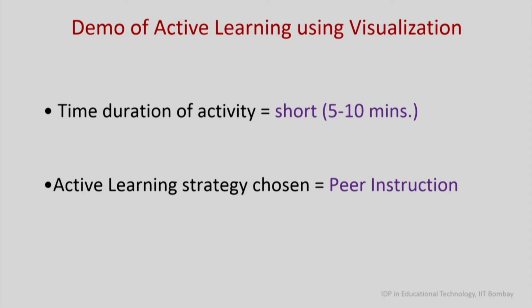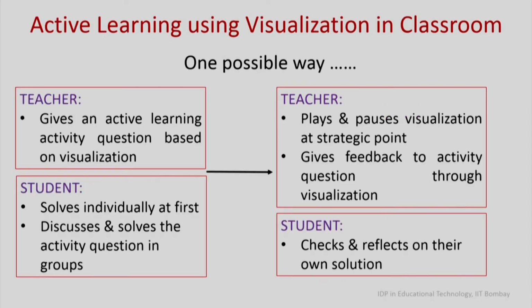So my active learning strategy is peer instruction. How do I choose this strategy? It depends upon my objective and the activity time duration. Now recollect that this is one possible way that we have already discussed in the previous learning dialogue. So let's do a recap. What does the teacher do here?